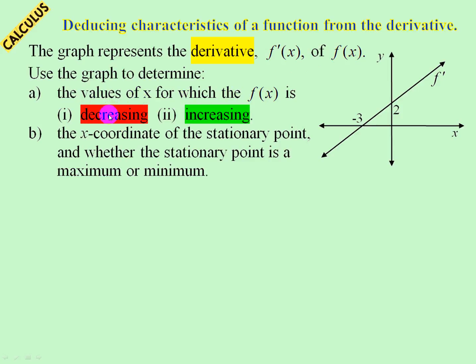Values of x for which f of x is decreasing and increasing. Now, the values for which f prime is less than 0 give you x less than minus 3, and f prime is greater than 0 in that section there, meaning the derivative is positive, which means that the function is increasing. So x greater than negative 3.